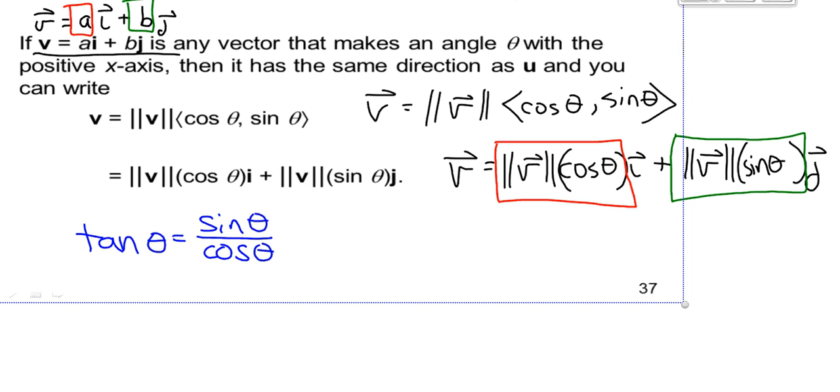And do you agree that if I want to, I can multiply the numerator and the denominator by the same number, correct? And that won't change the value. What do you think I want to multiply the numerator and denominator by? Any thoughts?